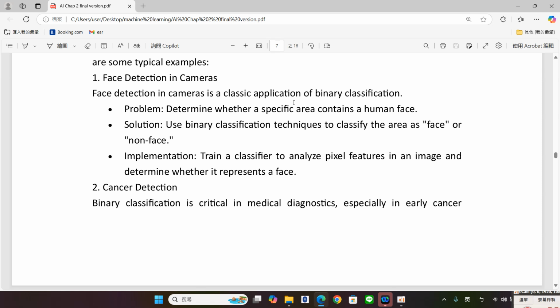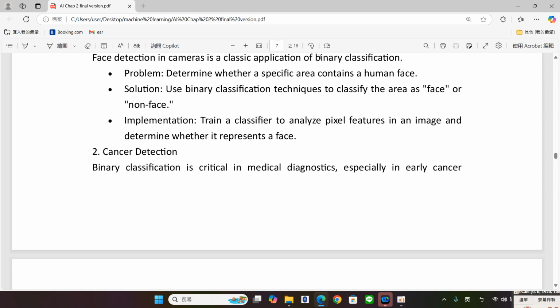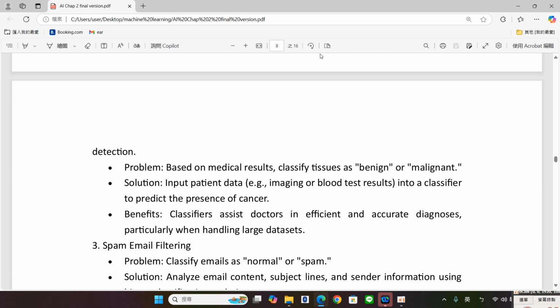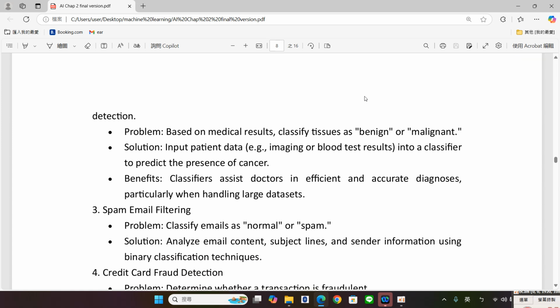The second is cancer detection. Binary classification is critical in medical diagnostics, especially in early cancer detection. The problem: based on medical results, classify tissues as benign or malignant. Solution: input patient data, for example imaging or blood test results, into a classifier to predict the presence of cancer. Benefit: the classifier assists doctors in efficient and accurate diagnosis, particularly when handling large data sets.